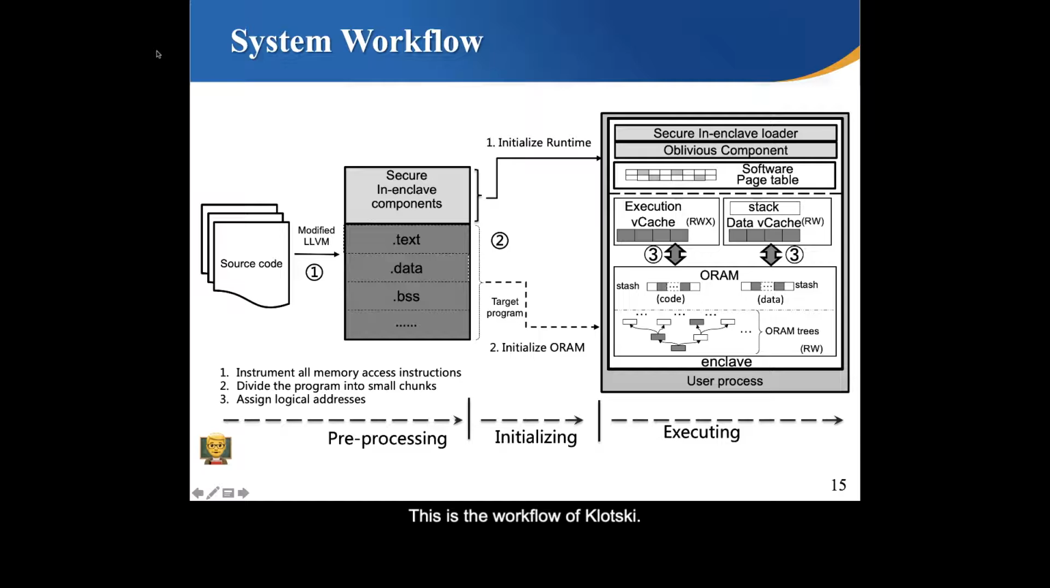This is the workflow of Closkye. It includes 3 main phases. At the processing phase, a modified compiler extension performs source transformations to build a target program's source code into Closkye's enhanced version. Then, our ORAM tree is initialized.